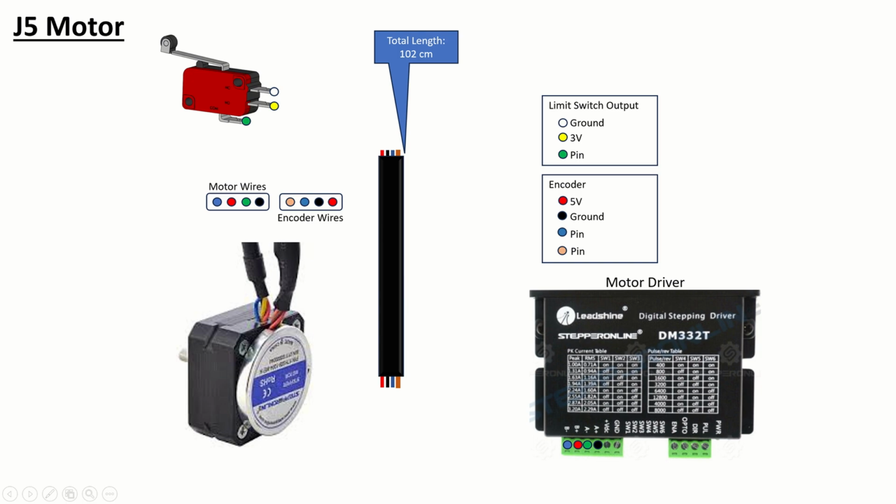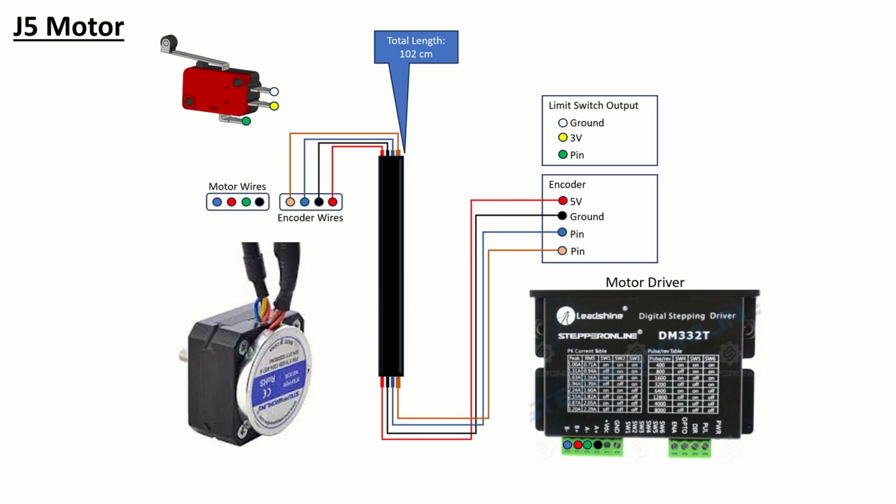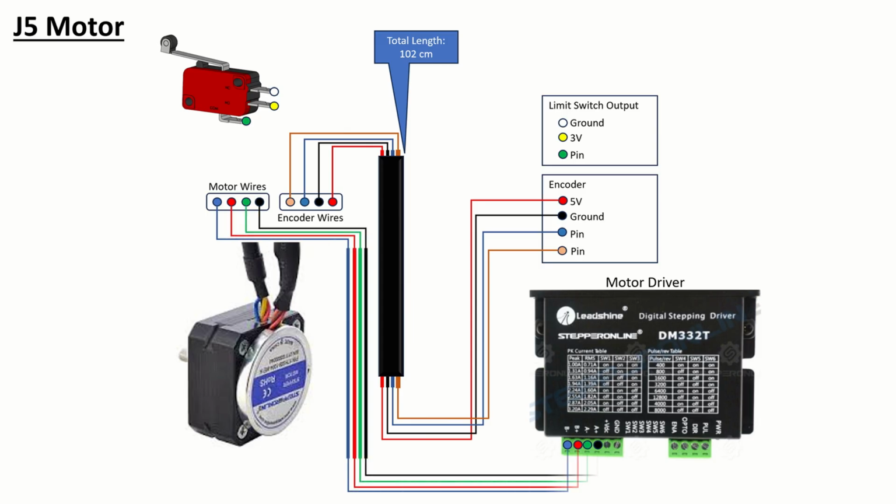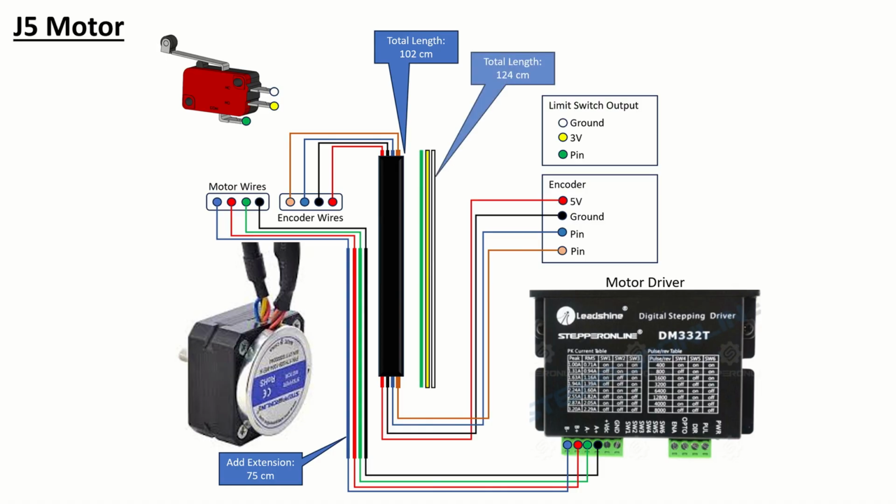Next is the wiring for the J5 motor. For the J5 connection, the encoder and limit switch use separate cables due to the longer distance. The encoder requires a cable approximately 1 meter long, the motor cable extension is 75 centimeters, and the limit switch cable is 124 centimeters long.